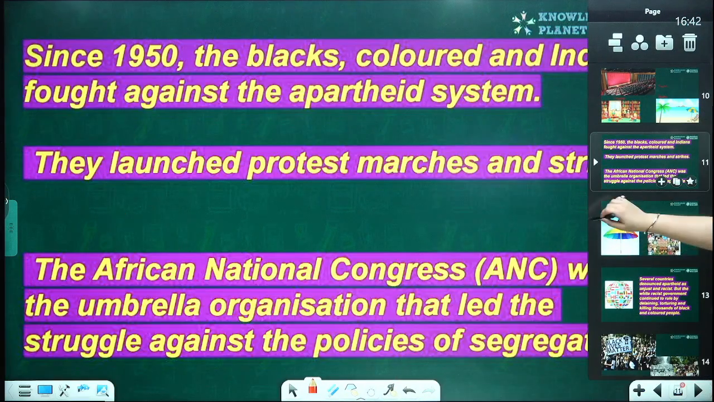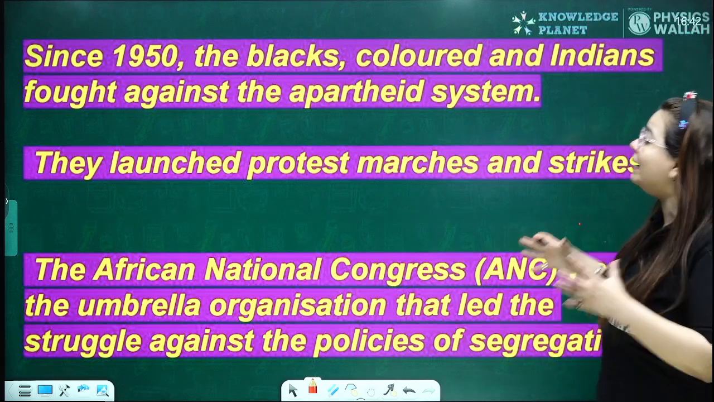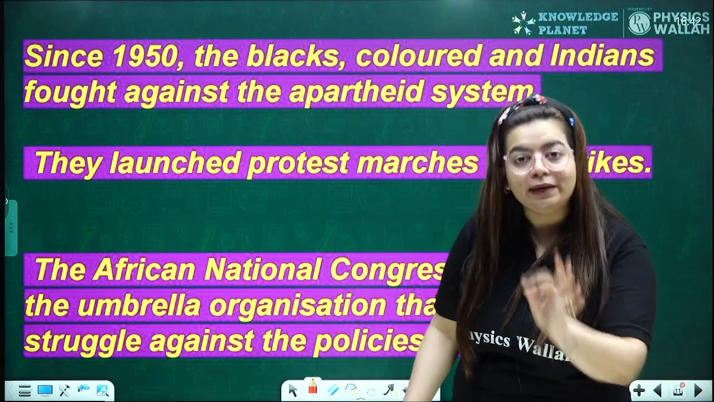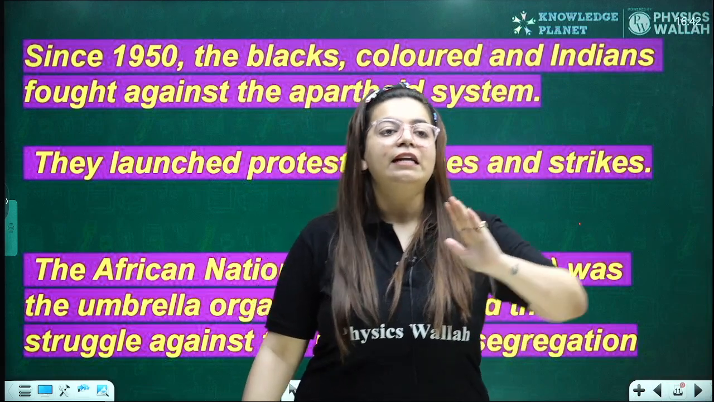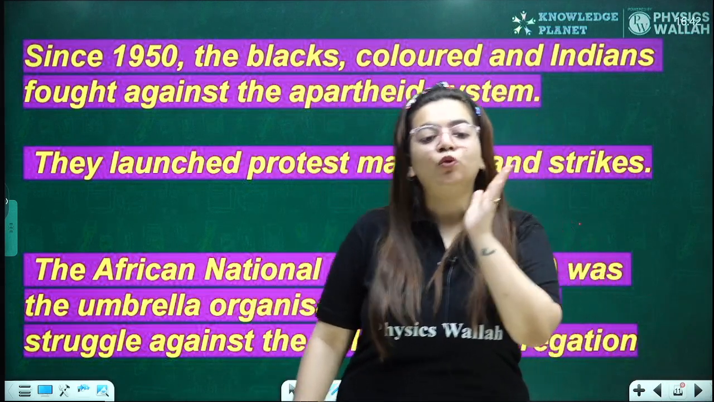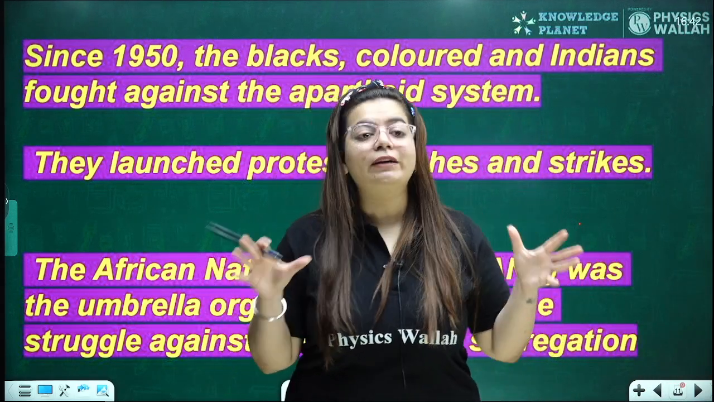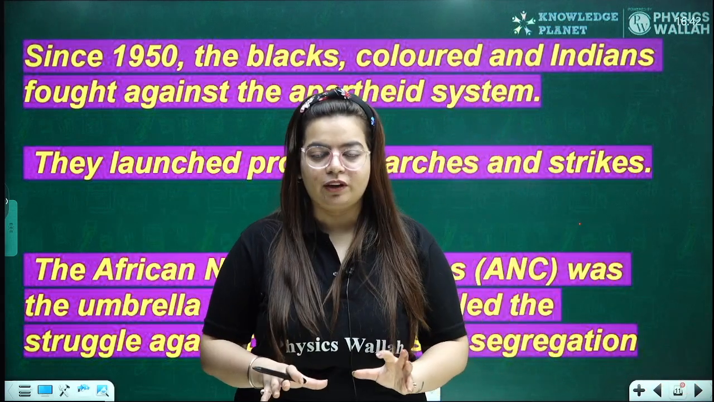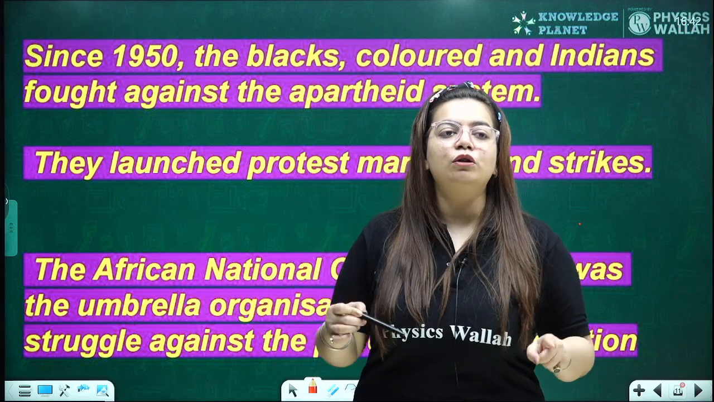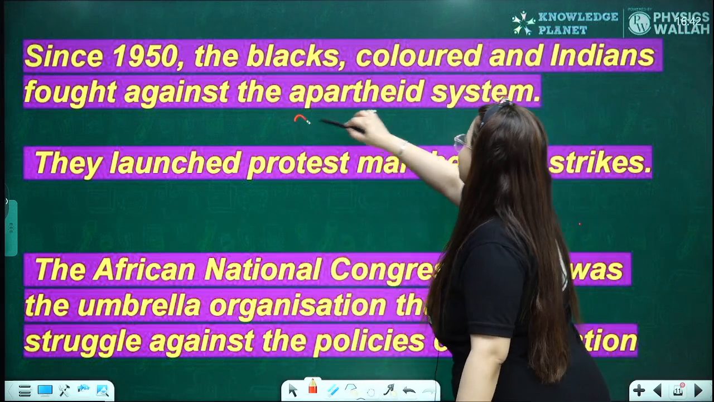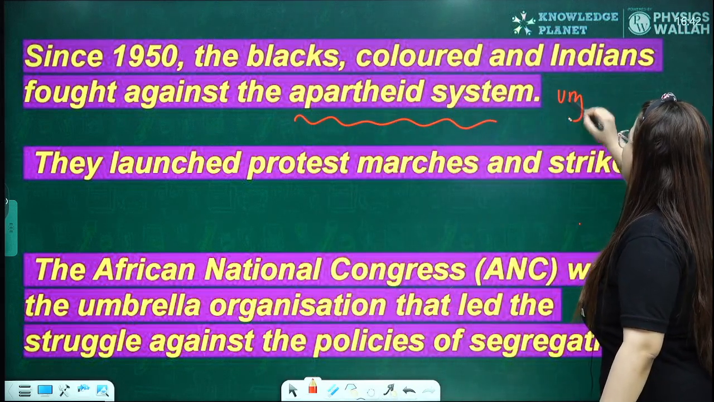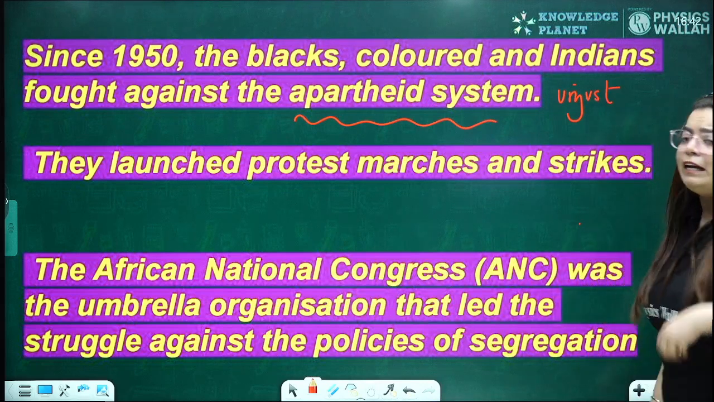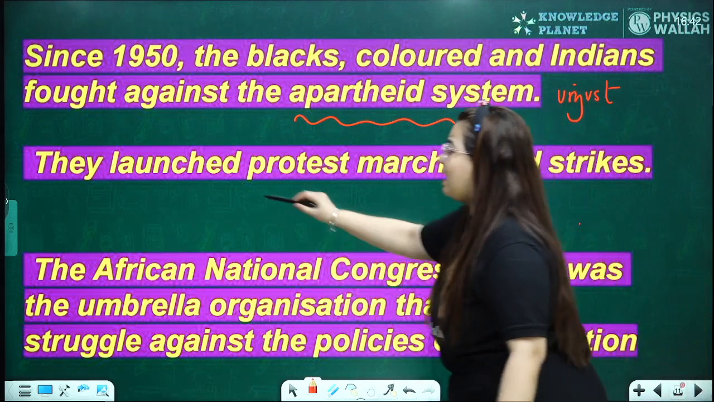Now what happened? Since 1950, blacks, colored and Indians. So here we are not talking about only blacks. Blacks means South Africans. Then we are talking about colored people. Colored people are those people who are not exactly from South Africa. They are from different countries living in South Africa, right? Indians also fought against this apartheid system, which is an unjust system. They launched protest marches and strikes, but nothing happened.